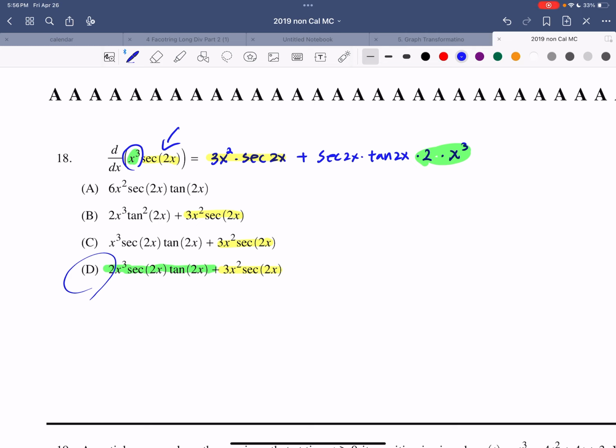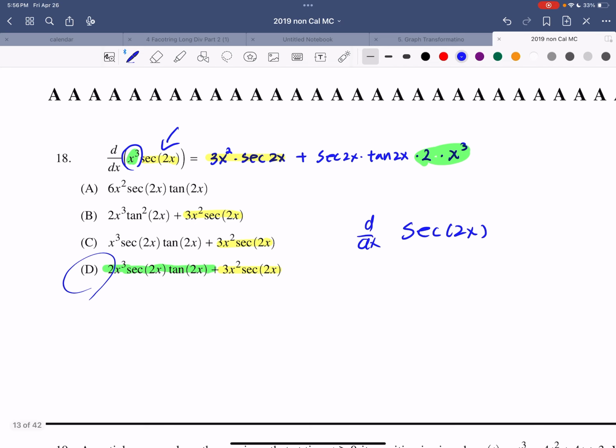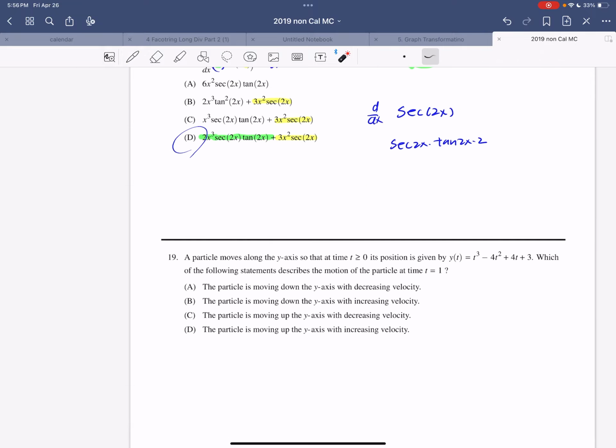Okay. So the only thing that you really have to worry about is the derivative of this portion, okay? When you do it, again, secant is like secant of x, tangent of x times 2, and you also have to multiply by the first one, like here, by the chain rule, okay?